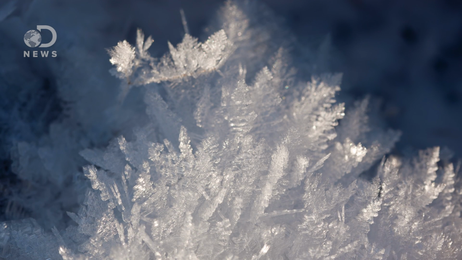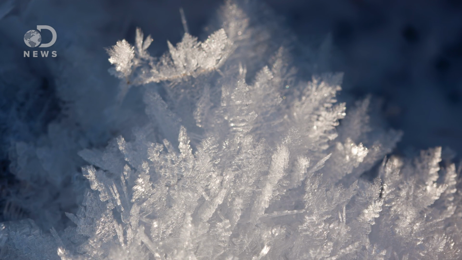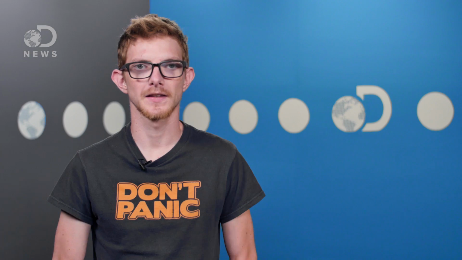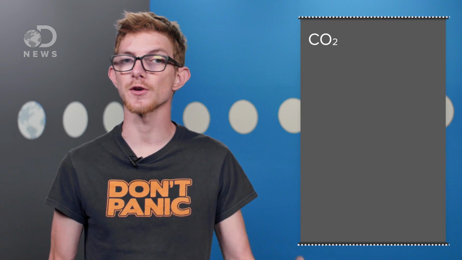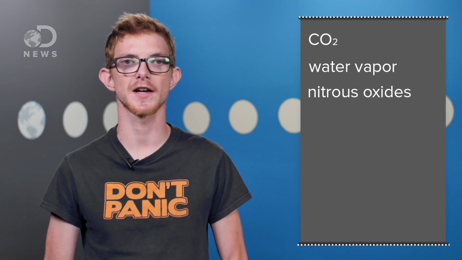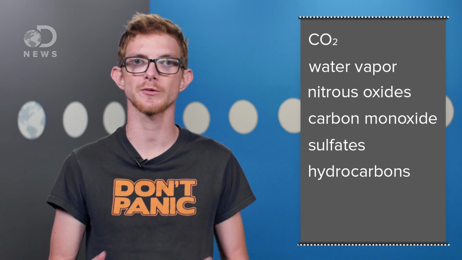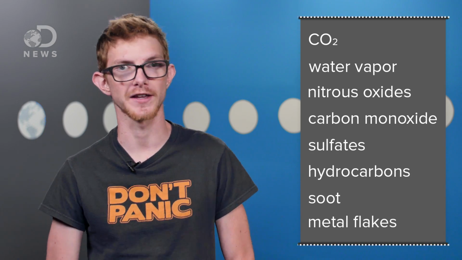See, ice crystals form more easily when water vapor has a seed it can latch onto and start crystallizing. If you've ever done that fun experiment at home where you cool distilled water past 0 degrees Celsius and then dunk an ice cube in it to instantly freeze the whole thing, you might know what I'm talking about. Aircraft exhaust consists of CO2, water vapor, nitrous oxides, carbon monoxide, sulfates, hydrocarbons, soot, and metal flakes. Some of those aerosols are just the ice cube needed for larger ice crystals to grow.